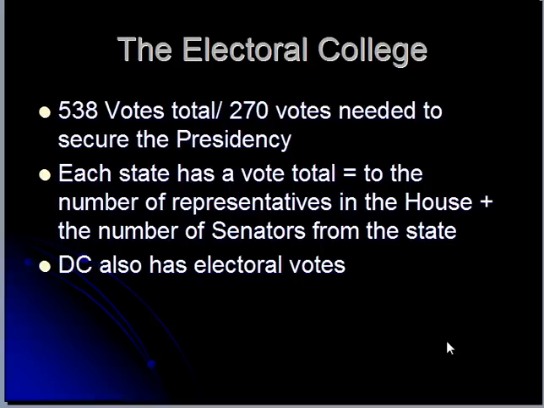Now, when we determine how many votes each state gets, it's a combination of the number of representatives in the House of Representatives that you have, plus the number of senators each state has. So since each state has 2 senators and a minimum of 1 representative, the lowest number you're going to have is 3 electoral votes, and the highest we have in our nation is 55 votes in California.